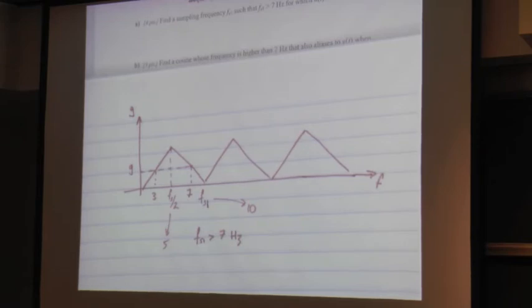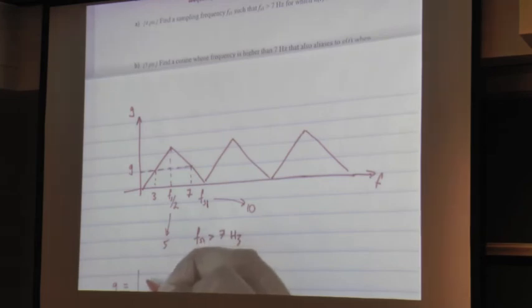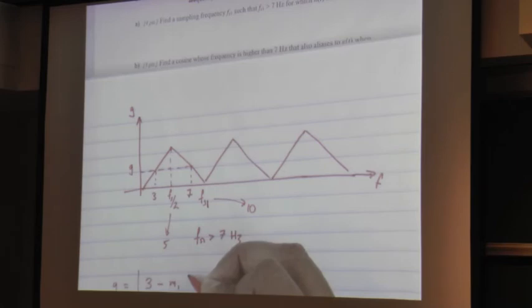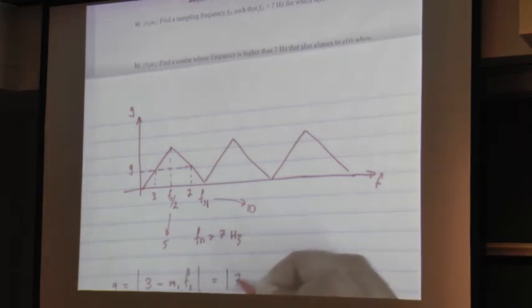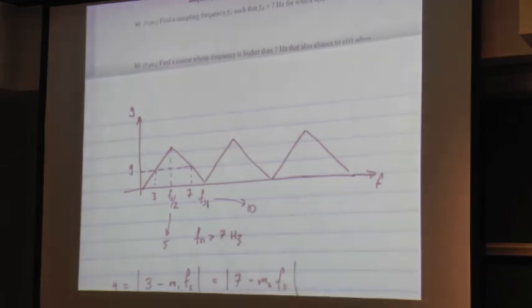I guess the formulaic way to solve the problem. I have 7 more minutes on the question. The formulaic way is to notice that G is equal to the first frequency 3 minus M1 Fs, which we don't know, and this is equal to 7 minus M2 Fs, which we don't know. And then you would have to solve this equation for f sub s.